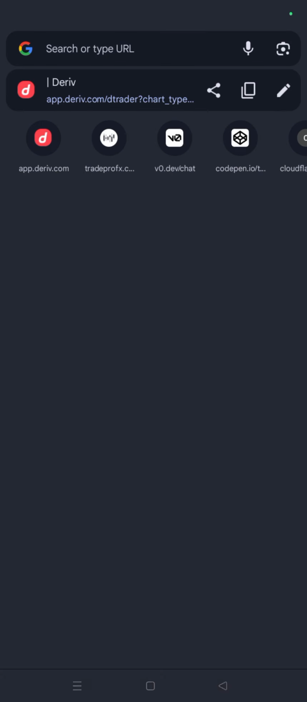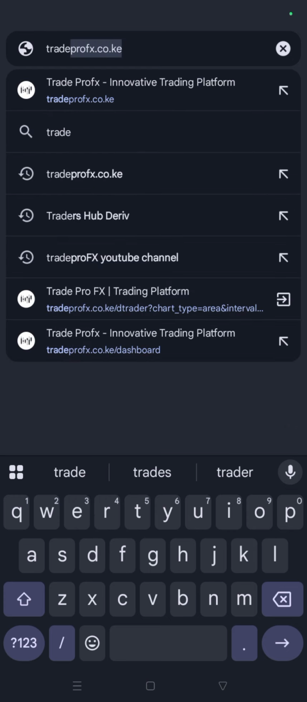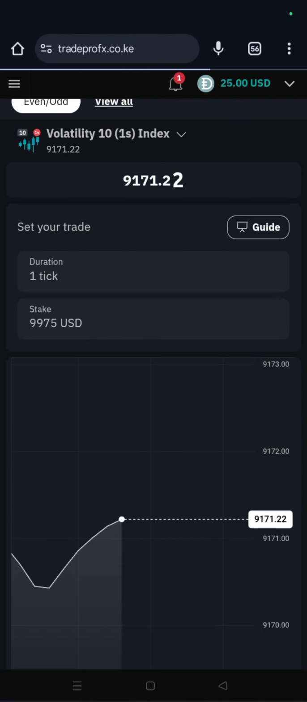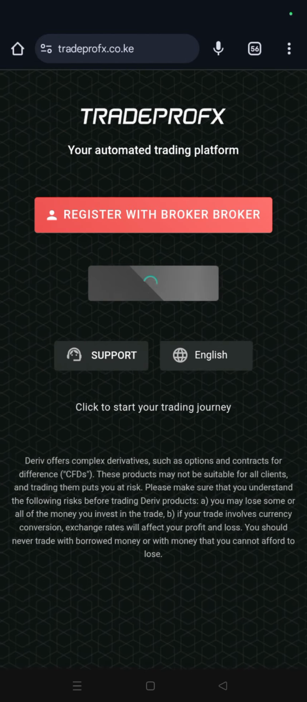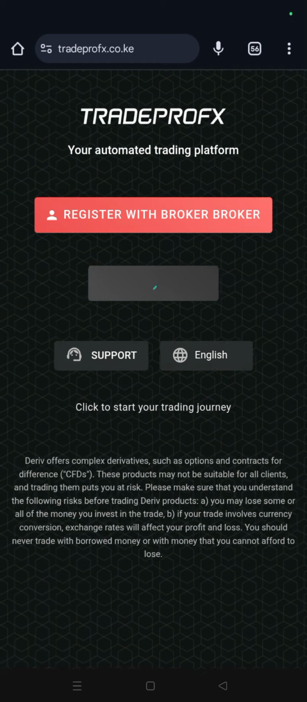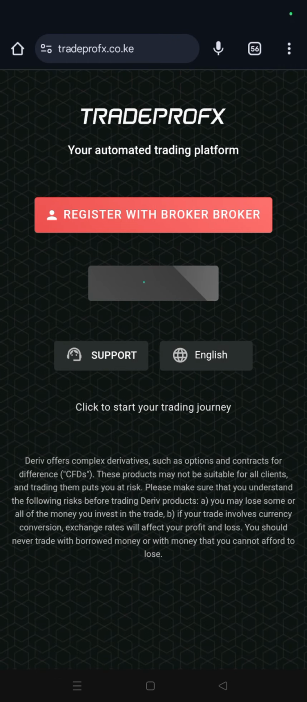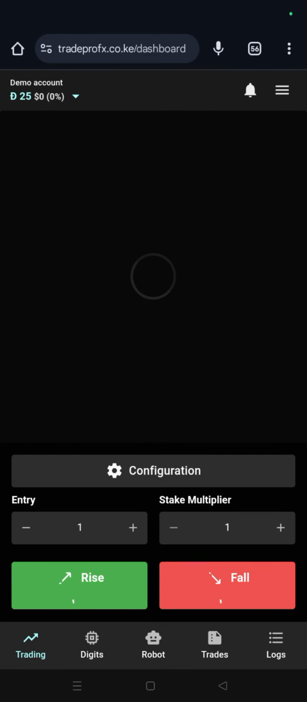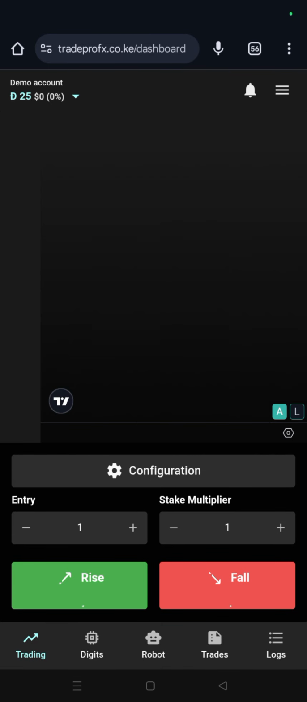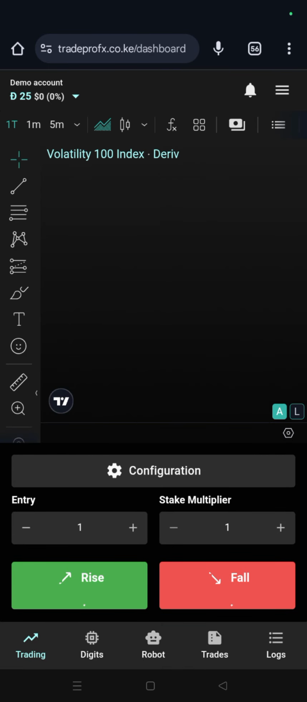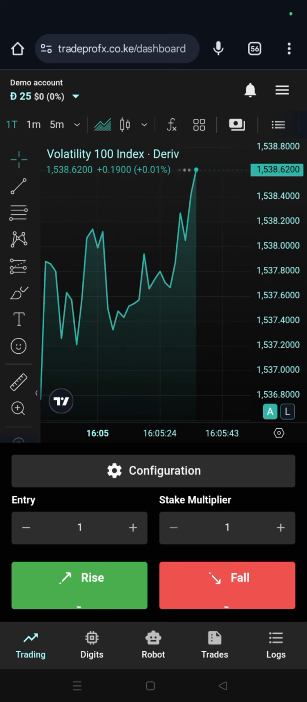So we will just go to tradeprofx.co.ke, and then we get into the system and do some analysis before we get into the market. After you open the Trade Pro FX system, you can see our system has now detected it's 25 USD. So that's here. The first thing you'll find is the market area here.